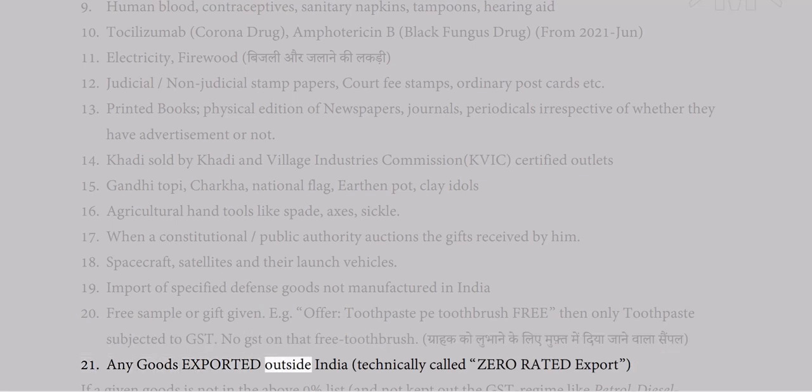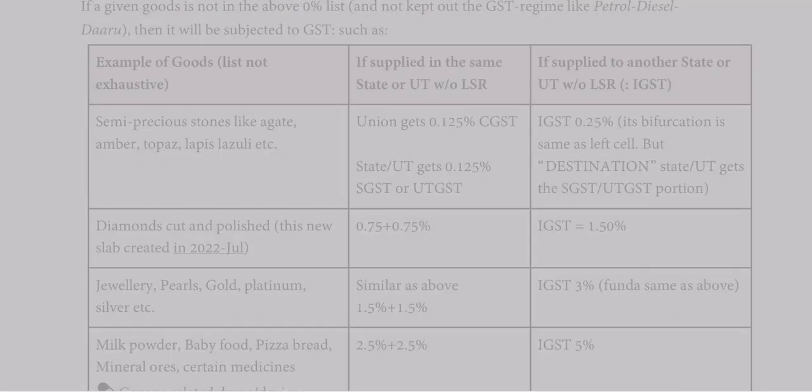21. Any goods exported outside India, technically called zero-rated export. If a given good is not in the above 0% list, and not kept out of the GST regime like petrol, diesel, daru, then it will be subjected to GST. Such as, example of goods, list not exhaustive: if supplied in the same state or UT, CGST plus SGST; if supplied to another state or UT, IGST.